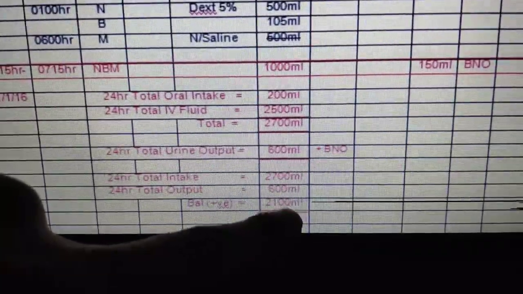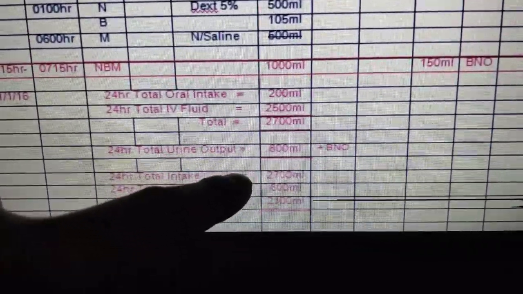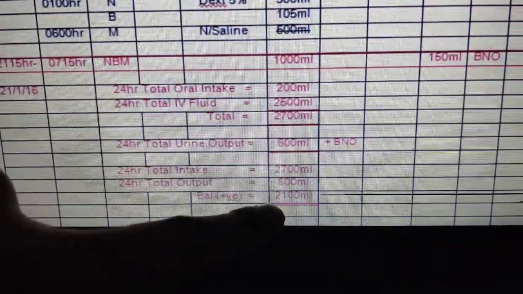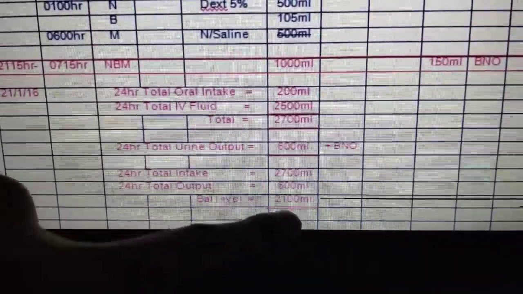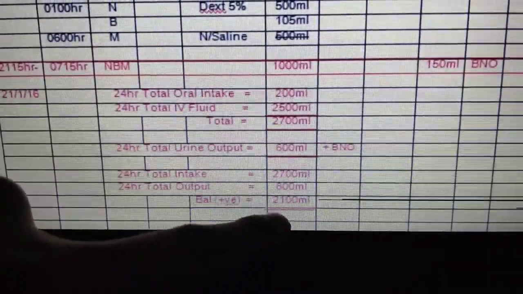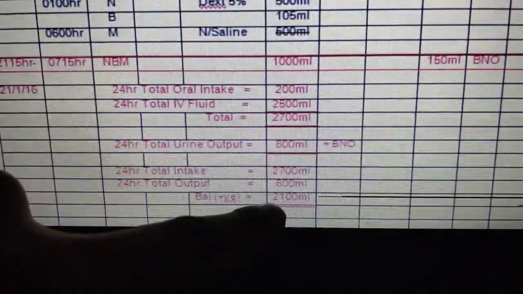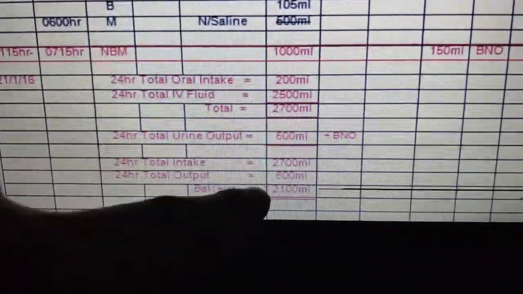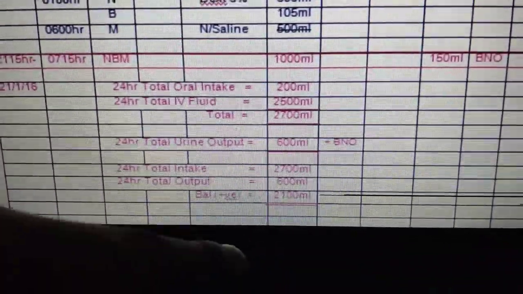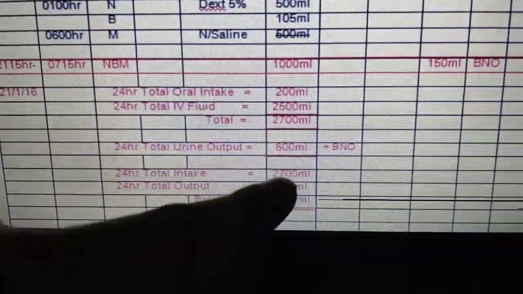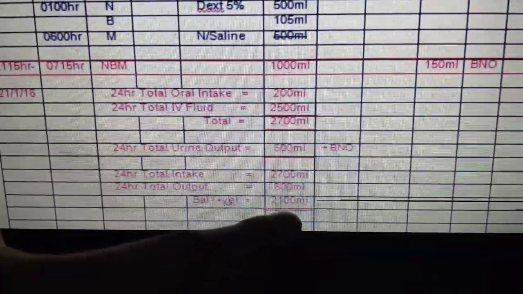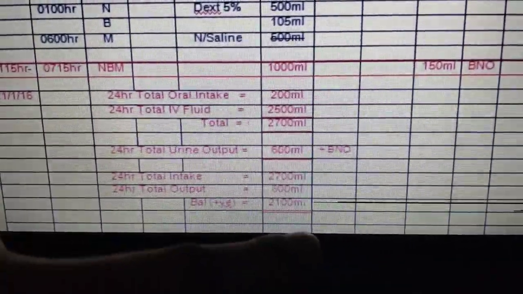2100 ml. Here intake is greater than the output, that we call positive balance. Clear? So see, if it is 500 ml, any difference within 500 ml, we can say it is normal. But if it crosses that, the difference is how much? 2100 ml, we have to inform the doctor.